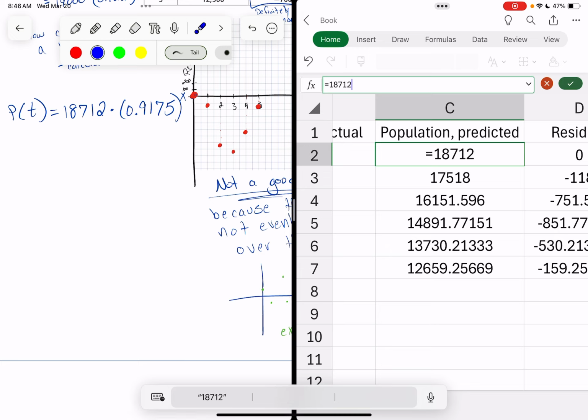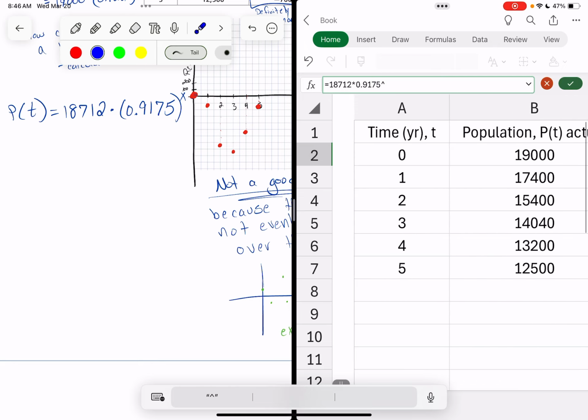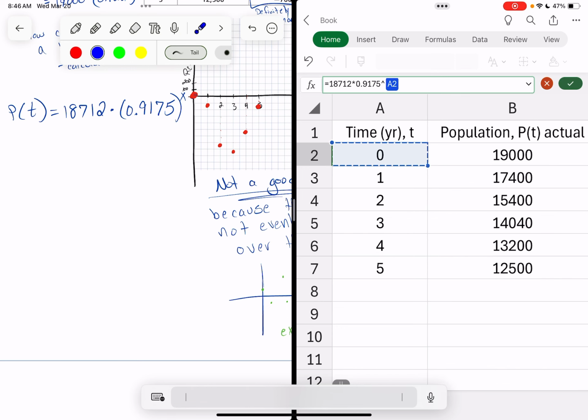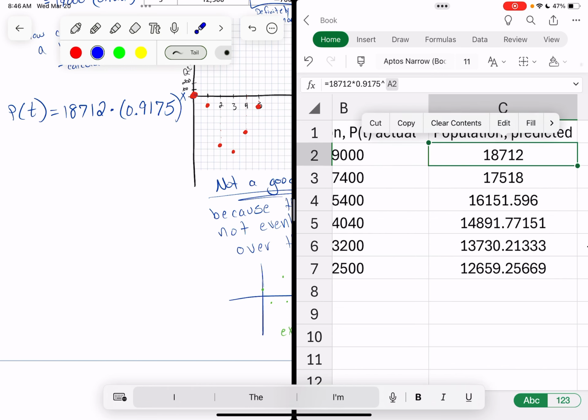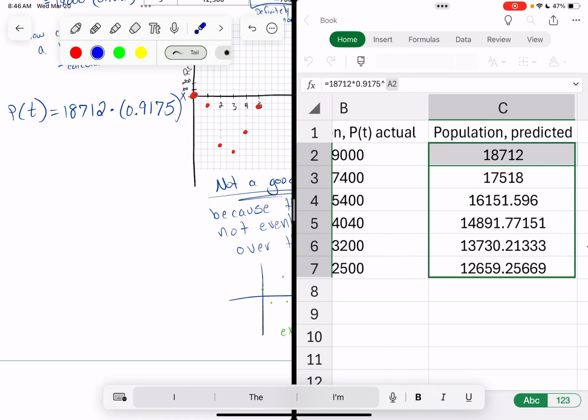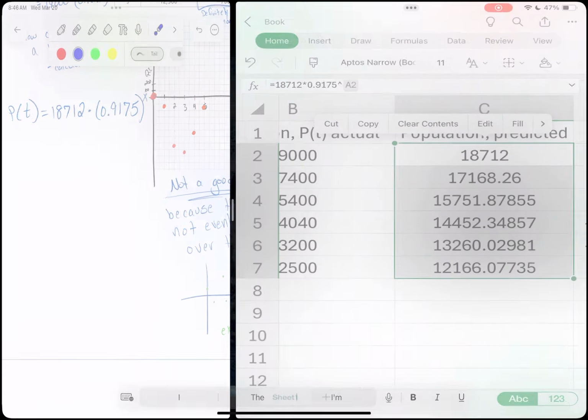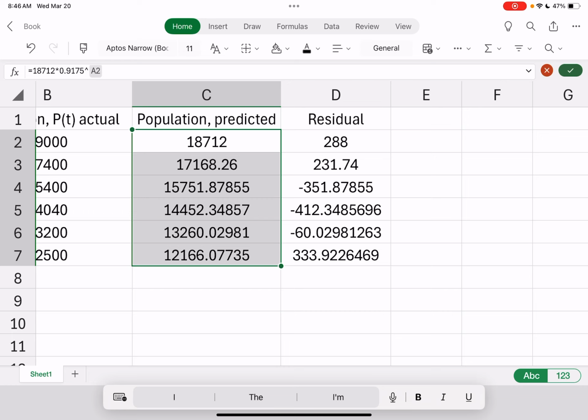18,712 times 0.9175 to the this. Yep. Okay, then now I need to again fill it down so it applies to all of them. But what's nice is now it's adjusted my residuals as well.